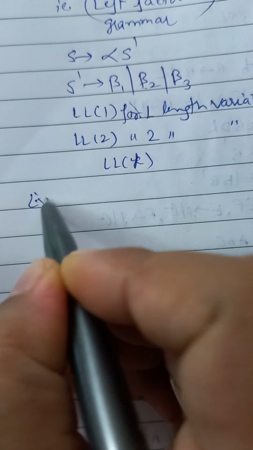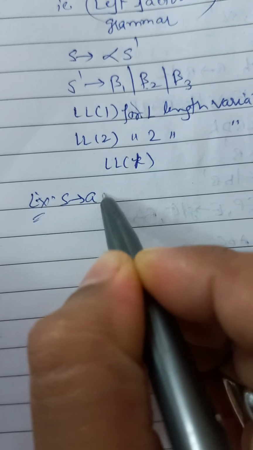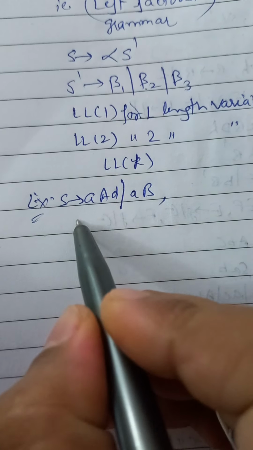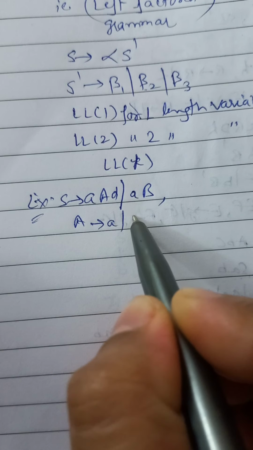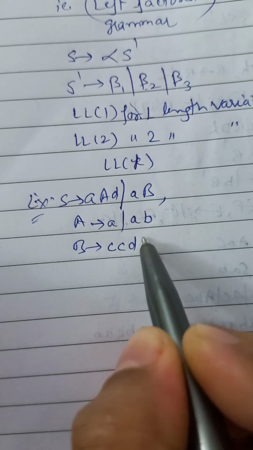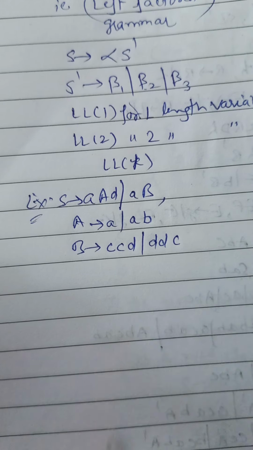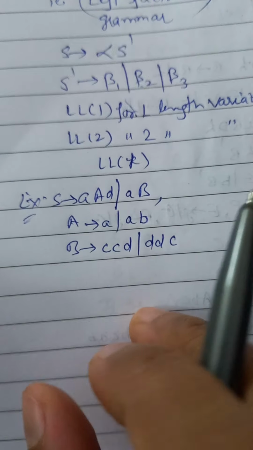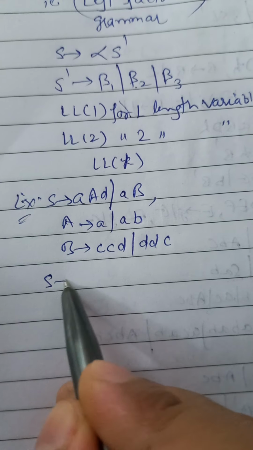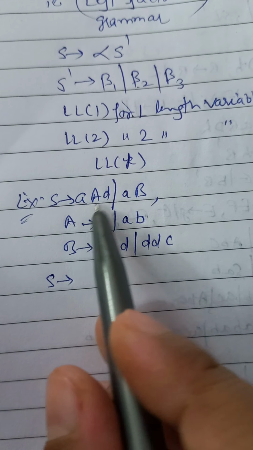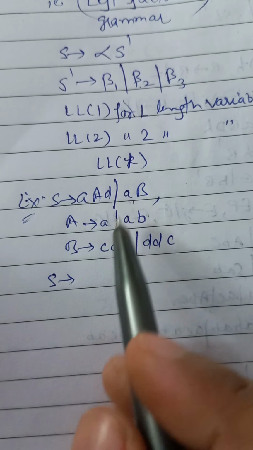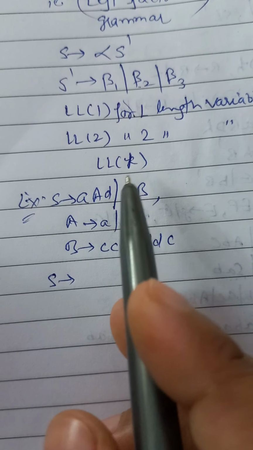Suppose we have S tends to A D | A B, and here A tends to A | A B, and B tends to C C D | D D C. These are the productions of the grammar. So how are we going to do this? Start from S. We take S tends to A S dash, because here both start with A, so where to go is not decided. That's why we have to do left factoring of this grammar.